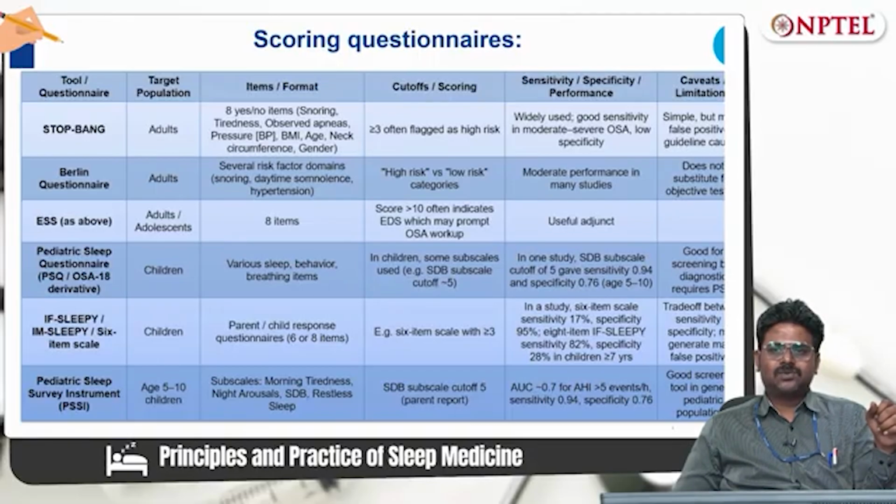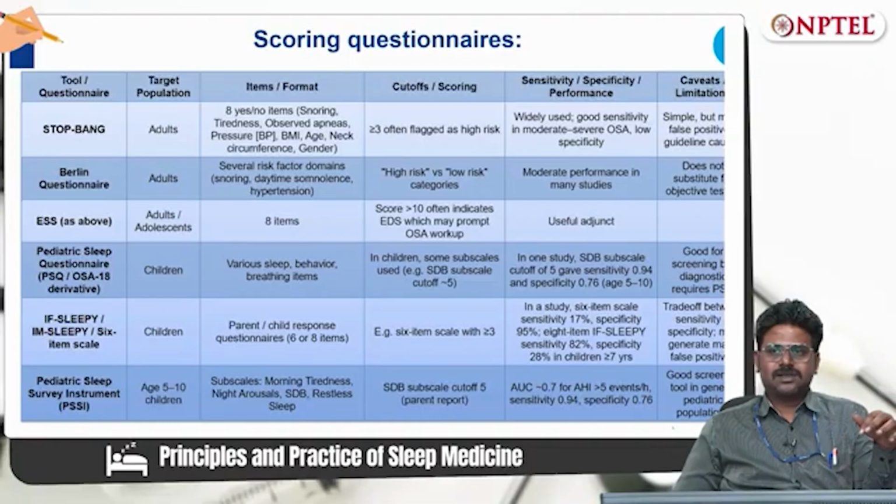Then, for the pediatric sleep questionnaire, in one study an SRBD subscale cutoff of 5 gave a sensitivity of 0.94 and specificity of 0.76, in ages between 5 to 10. Then the 6-item scale has sensitivity 70% and specificity 95%. Then the 8-item scale, if sleepy, has sensitivity 82% and specificity 28%, in children 7 years or older. Then we can use STOP-Bang as a simple tool, but many false positives are there.